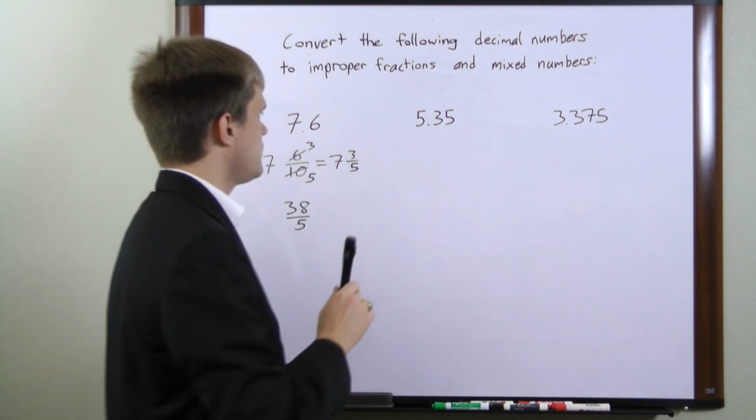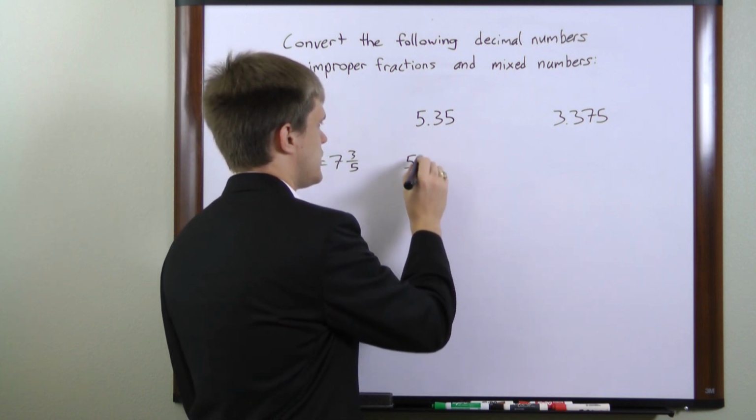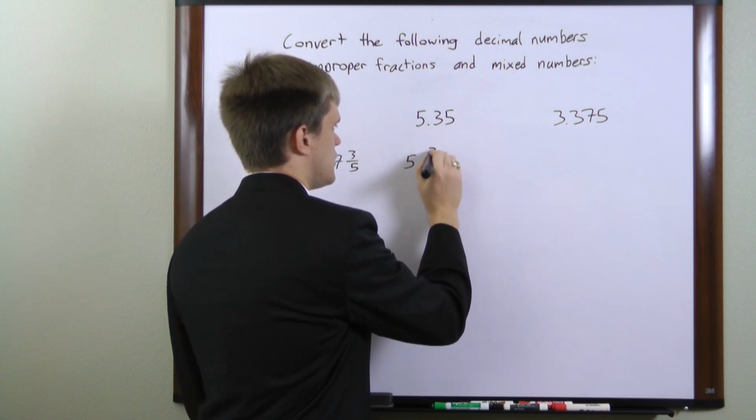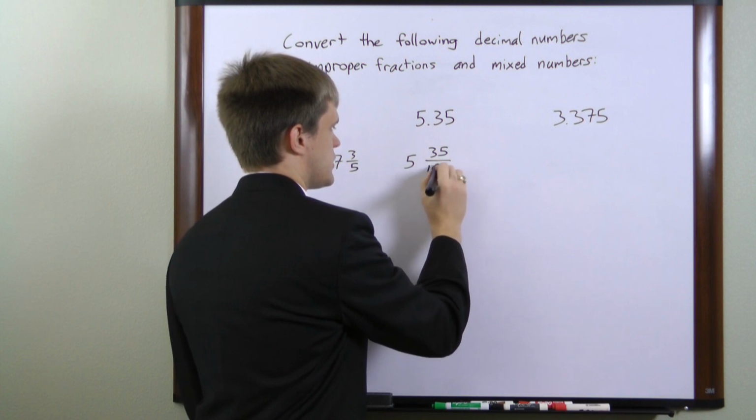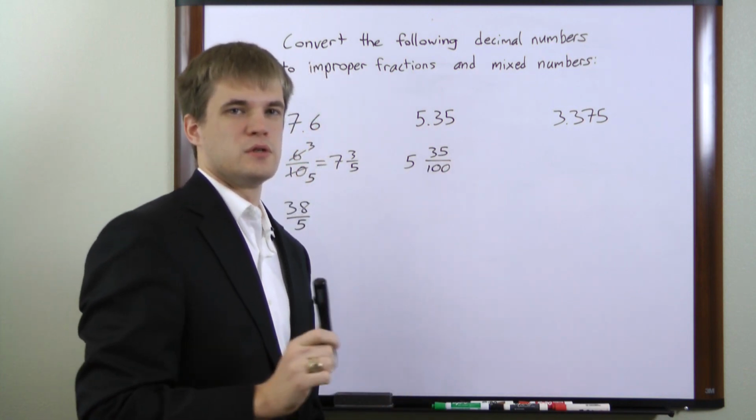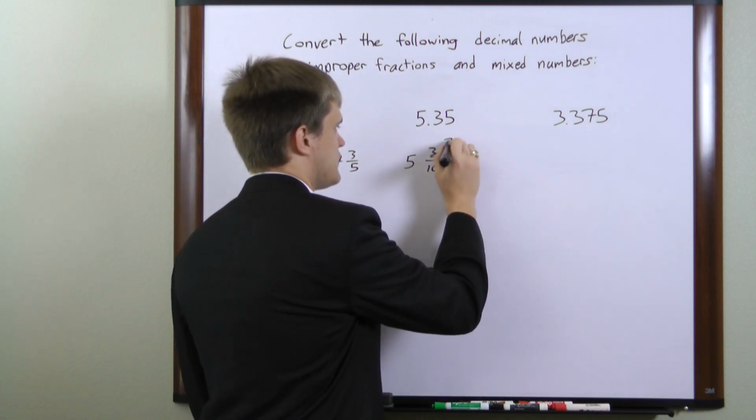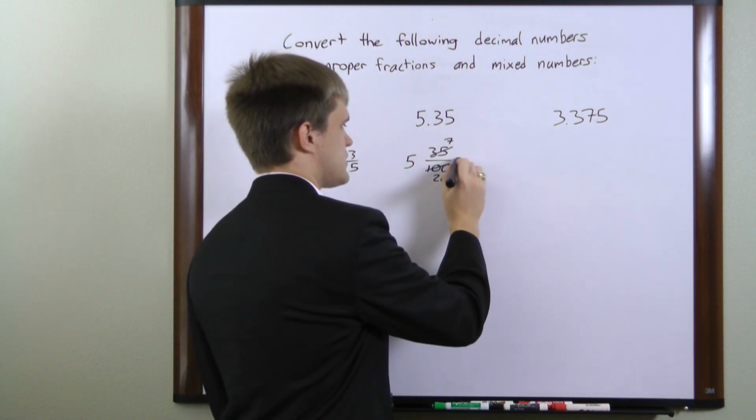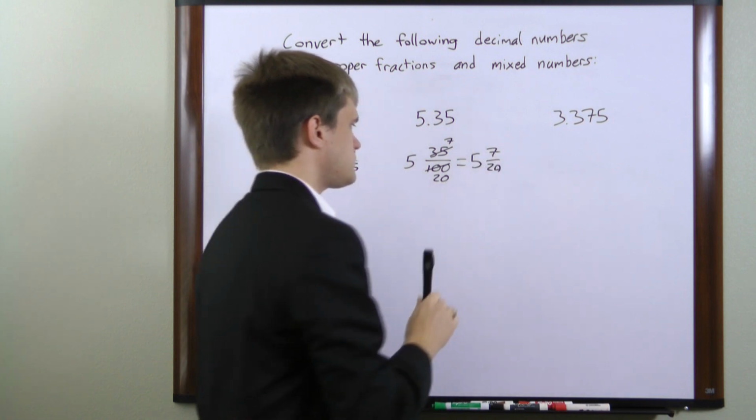In this next example, we're going to once again take the whole number part, which is the 5, and then we will put the part to the right of the decimal over a power of 10. 2 places to the right of the decimal, so 2 zeros, 35 over 100. We can reduce this by dividing top and bottom by 5. 35 over 5 is 7. 100 over 5 is 20. So this is equivalent to 5 and 7 over 20.